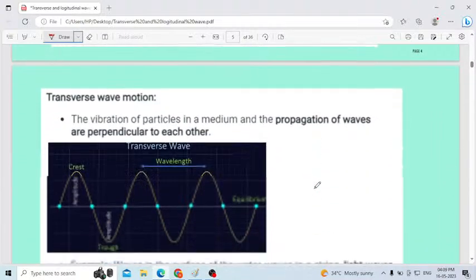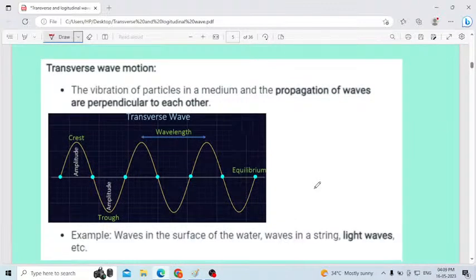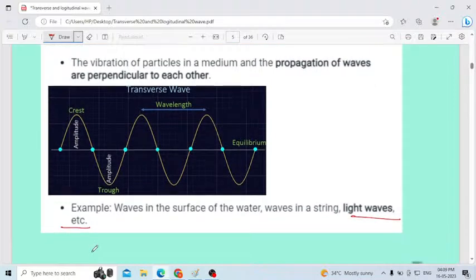In a transverse wave, the vibration of the particles in the medium and the propagation of the wave are perpendicular to each other. You can observe here that the particles vibrate perpendicular to the motion of the wave. If this is the wave motion, then the particles vibrate up and down. For example, light waves are transverse waves. Other examples are waves on the surface of water, waves in a string, and light waves.